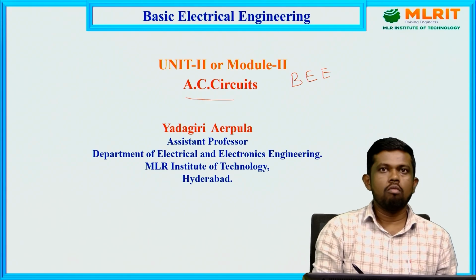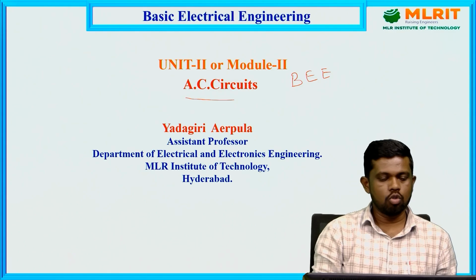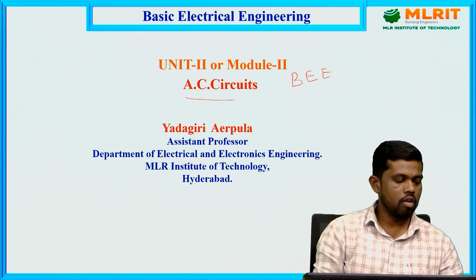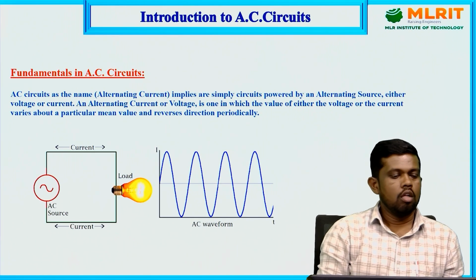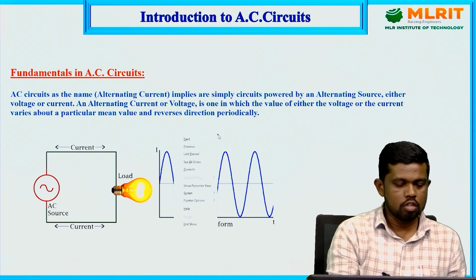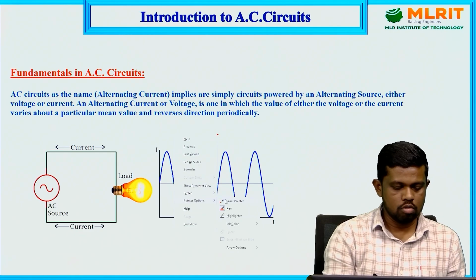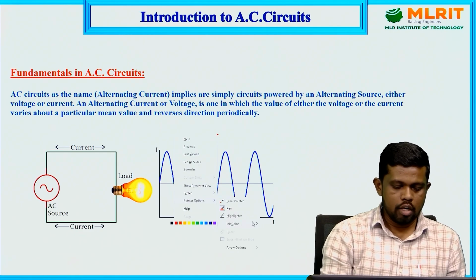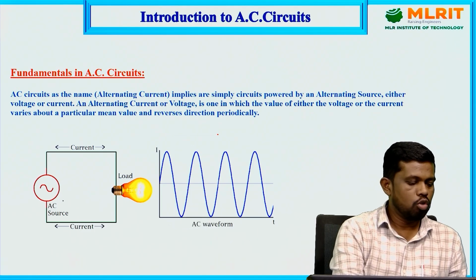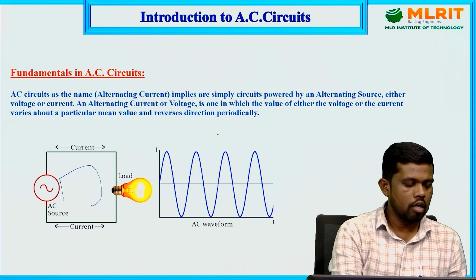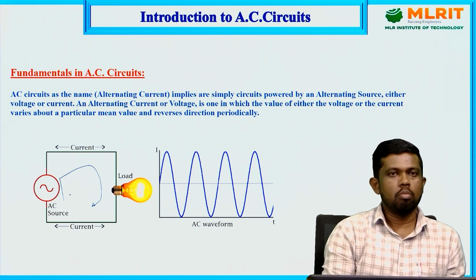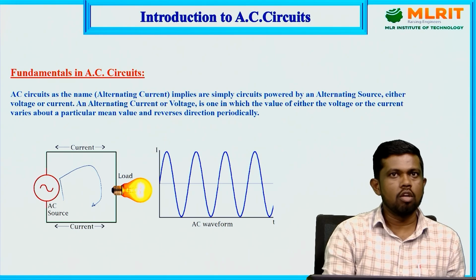Before getting into the whole of AC circuits, first we would like to discuss the different fundamentals or concepts in AC circuits. Before dealing with the fundamentals, we need to discuss what is meant by an AC circuit. An AC circuit is nothing but a closed path chosen by an alternating current. The closed path chosen by an alternating current is simply called an AC circuit.